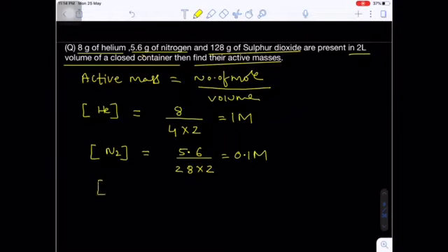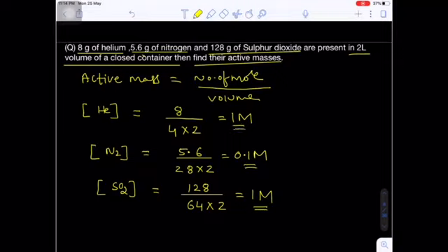And one more gas is there, that is sulfur dioxide. Okay. Now, what is the weight of sulfur dioxide given to you? 128, divided by, what is the molar mass of sulfur dioxide? 64. How? Sulfur atomic mass 32, each oxygen 16, there are 2 oxygens, 32 plus 32, 64. Divided by the volume of the container, that is 2 liters. Again the answer will be 1 mole per liter. This is the calculation of what? Active mass. How to calculate the active mass? Given number of moles divided by volume of the container. Okay.